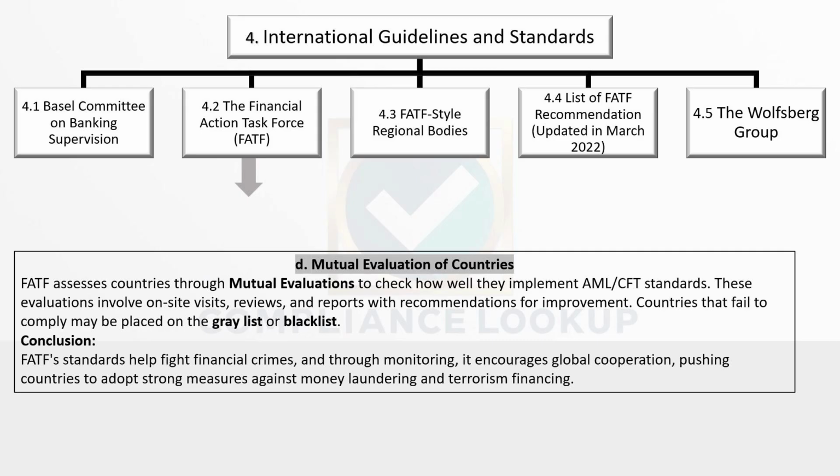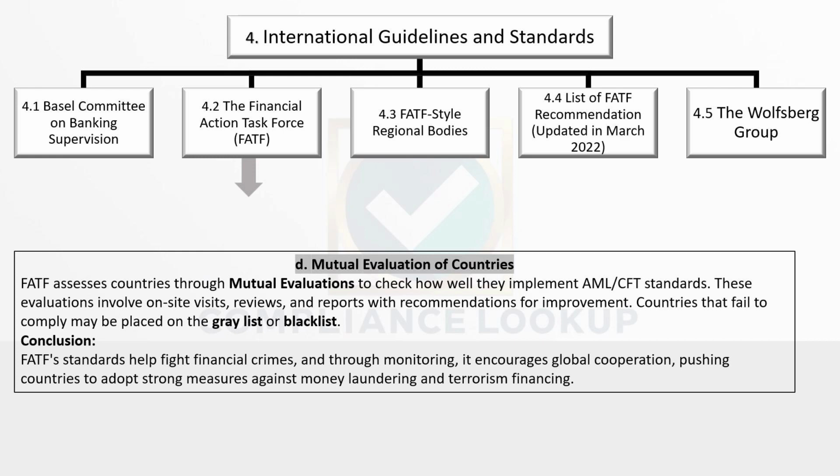Example: a mutual evaluation of India might examine the effectiveness of its Financial Intelligence Unit, the country's regulatory framework for financial institutions, and the capacity of law enforcement agencies to investigate money laundering and terrorism financing cases. After the evaluation, countries receive recommendations to improve their systems, and FATF monitors their progress in addressing identified weaknesses. If a country fails to implement necessary changes, it could be placed on the grey list or blacklist.